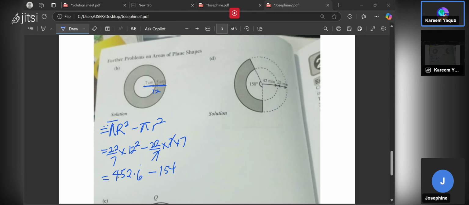Is that clear? So we're going to have 452.6 minus 154. That gives 299. So approximately 299 centimeters squared. So that is how you get that one. This one is pretty straightforward. I try to simplify the formula straight together. Okay, for the other one.